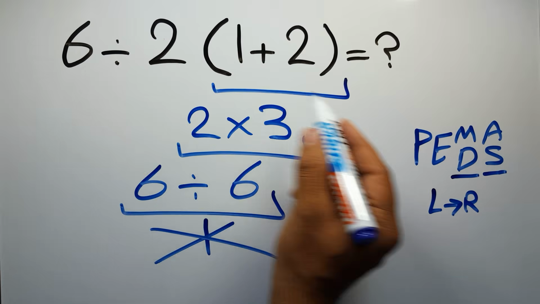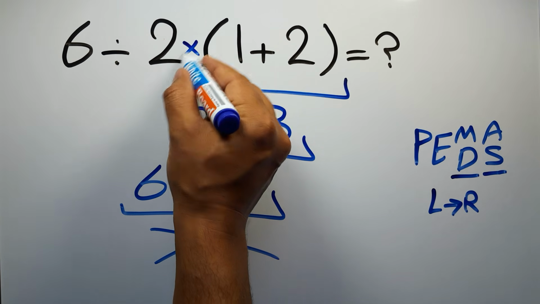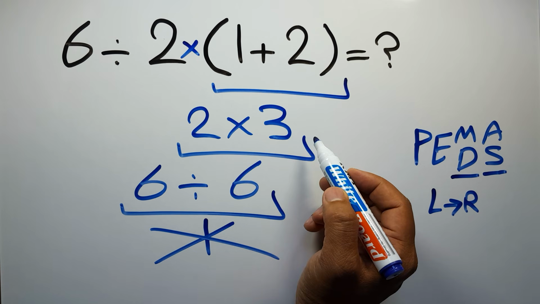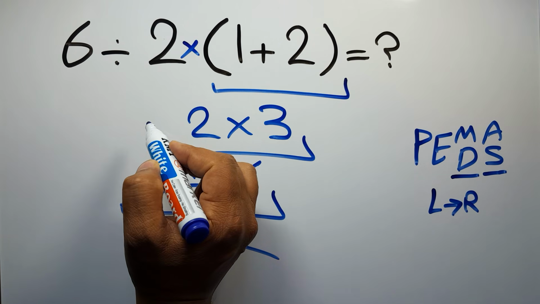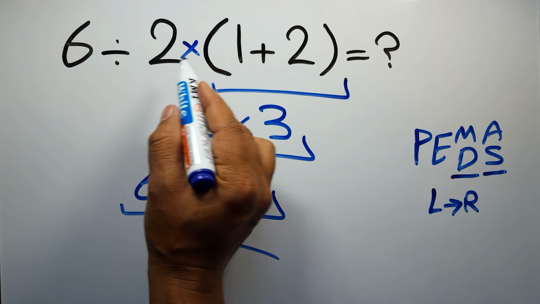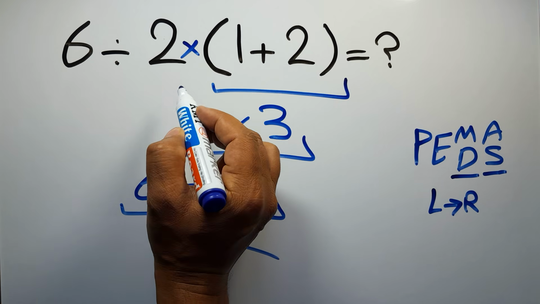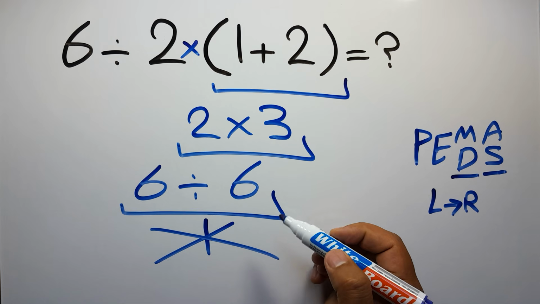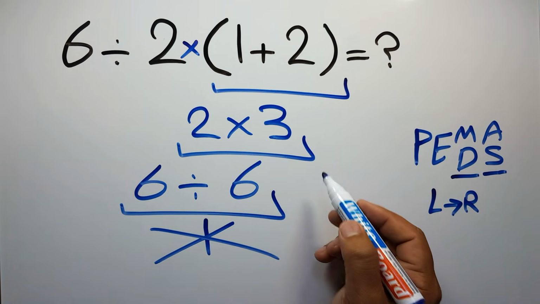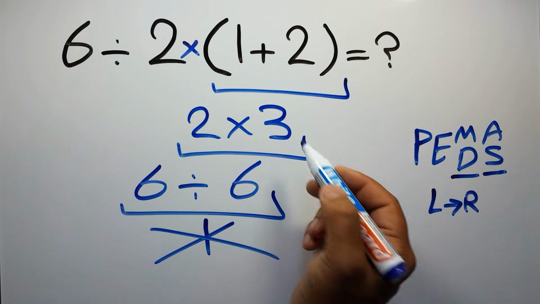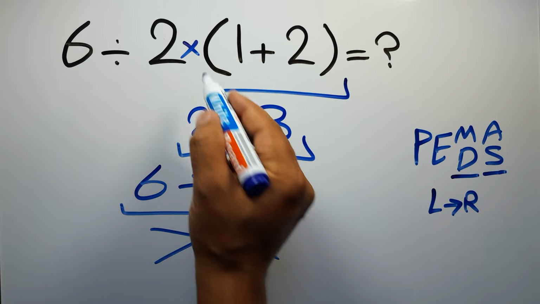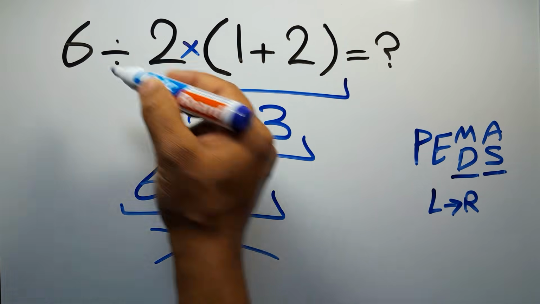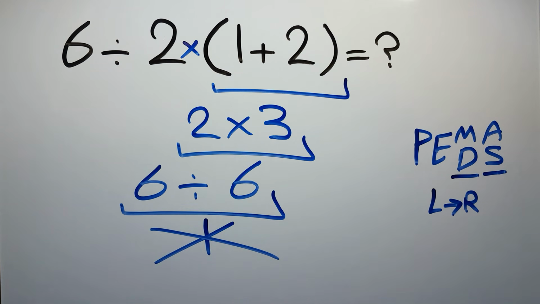In this expression, we have one division, one multiplication, and one parenthesis. Inside this parenthesis, we have one addition. Here we have a multiplication because in mathematics, when a number is placed next to parentheses, it means multiplication, and we usually don't write the multiplication sign for brevity. Okay, so according to PEMDAS, first we have to do this parenthesis, then this division, and finally this multiplication. If we do this multiplication before this division, it is wrong.